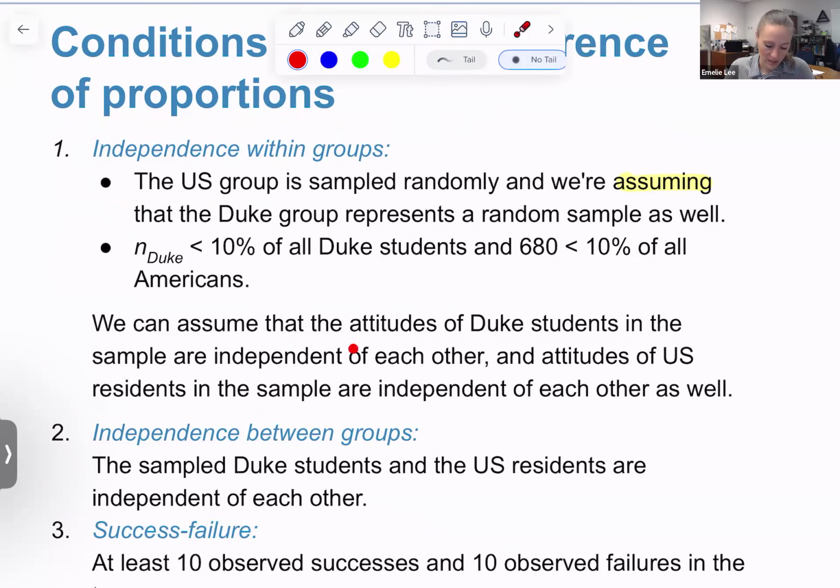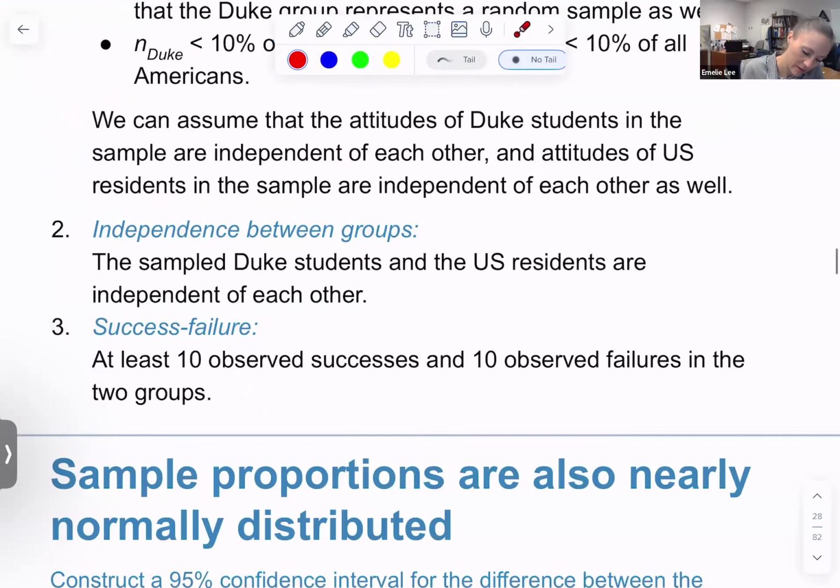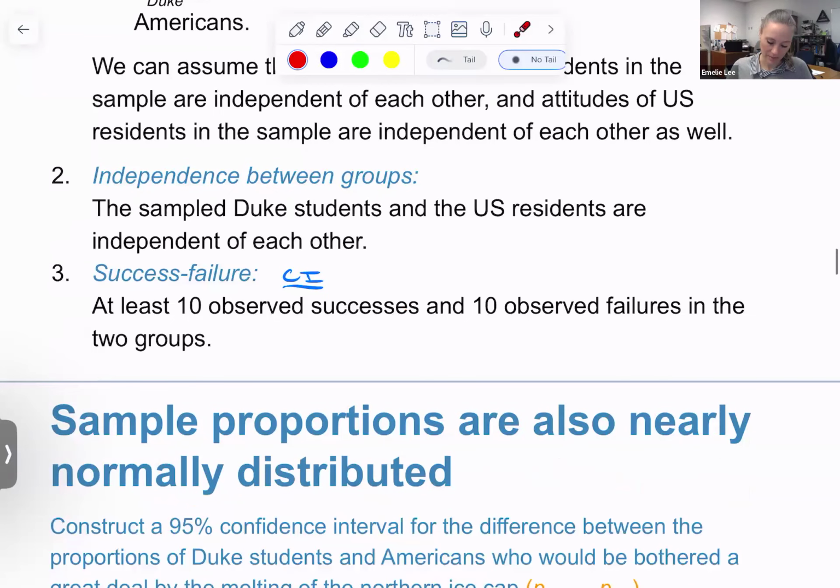So now we need to move on to the independence between the groups, right? So the sample of Duke students and the US residents are independent of each other. Okay, now this is for a confidence interval. So we have to have at least 10 observed successes and 10 observed failures in each of the groups. And I showed you how to find that, but we'll just move on.